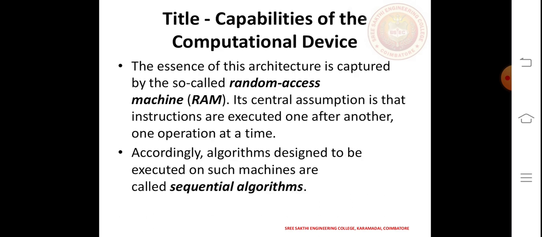Next, it is the capabilities of computational devices. The capabilities of computational devices come under two different categories. A problem can be solved using two different methods. First one, it is solved in parallel, and next one, it is solved one after the other. The problem that is solved in parallel is called a parallel algorithm, and the problem that is solved one after another, using one operation at a time, is called RAM, that is, a random access machine.